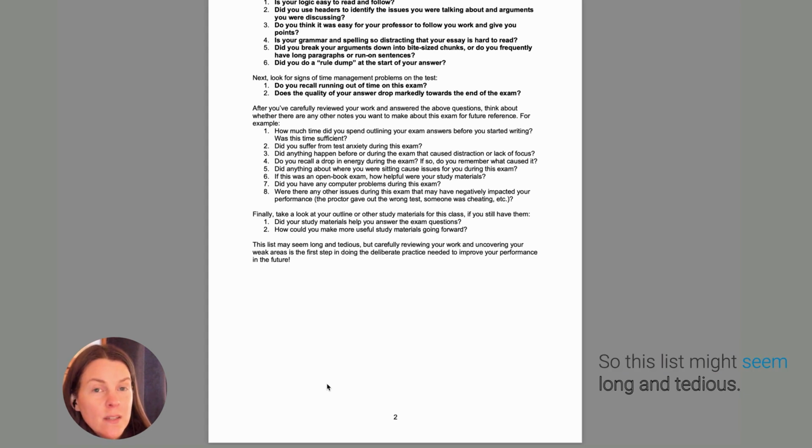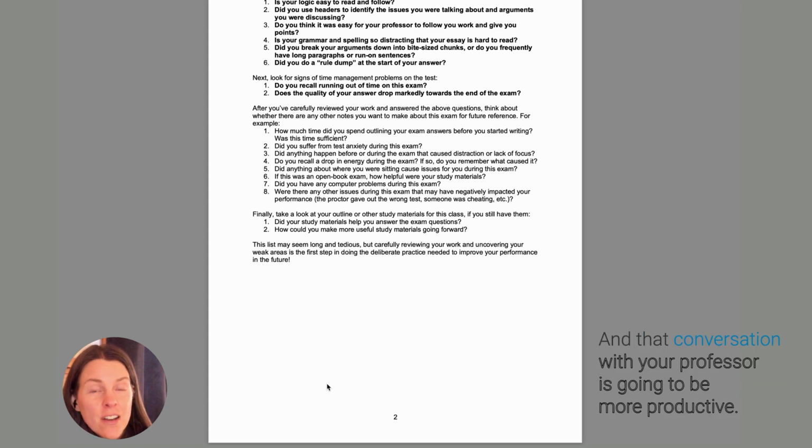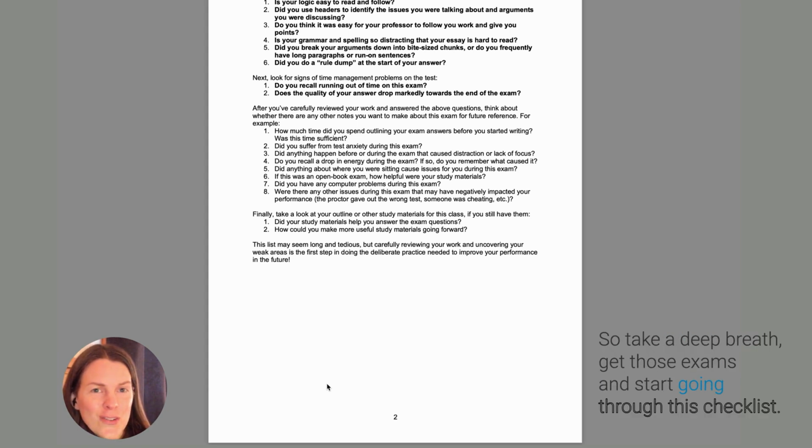So this list might seem long and tedious, I get that. But if you carefully review your work and really look for these problem points, you're going to be much better positioned to solve your problems for the second semester. And that conversation with your professor is going to be more productive. So take a deep breath, get those exams, and start going through this checklist.